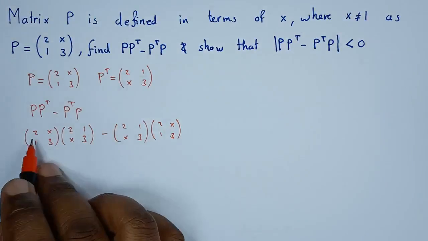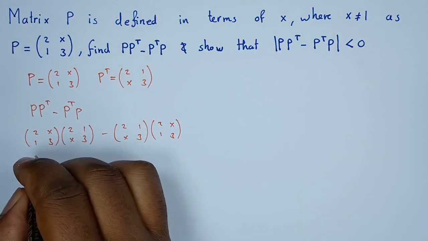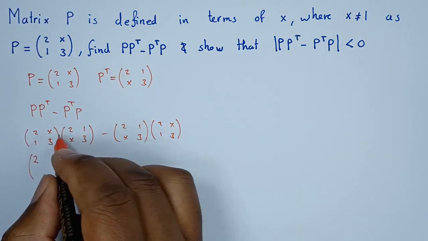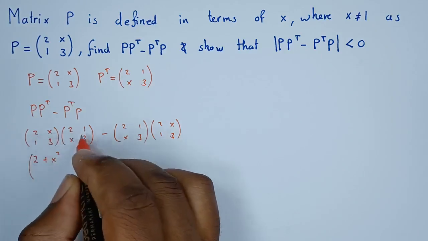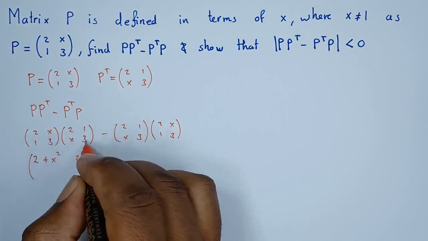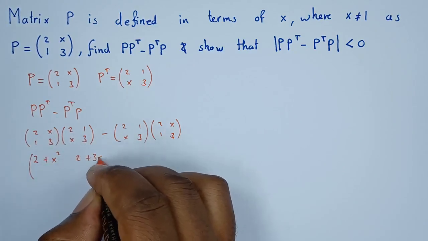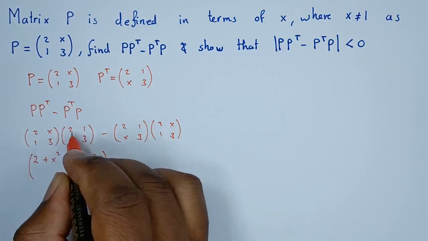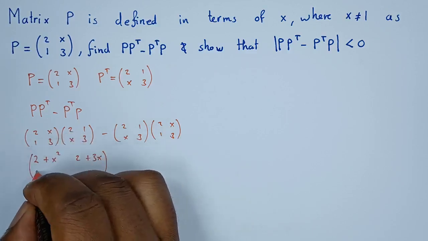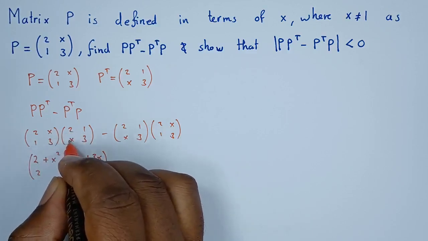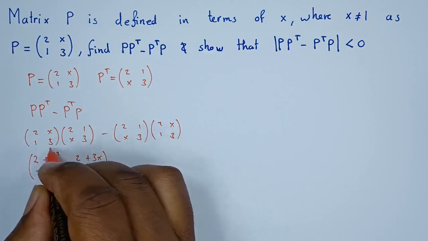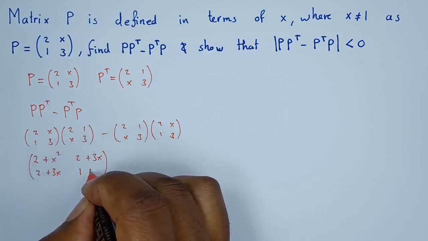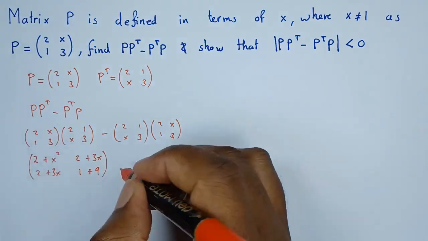Row by column. So 2 times 2, we get a 2. Then x times x, we get x squared. 2 times 1, we get a 2. x times 3, we get 3x. 1 times 2, we get a 2. 3 times x, we get 3x. 1 times 1, that is 1. 3 times 3, that is 9.